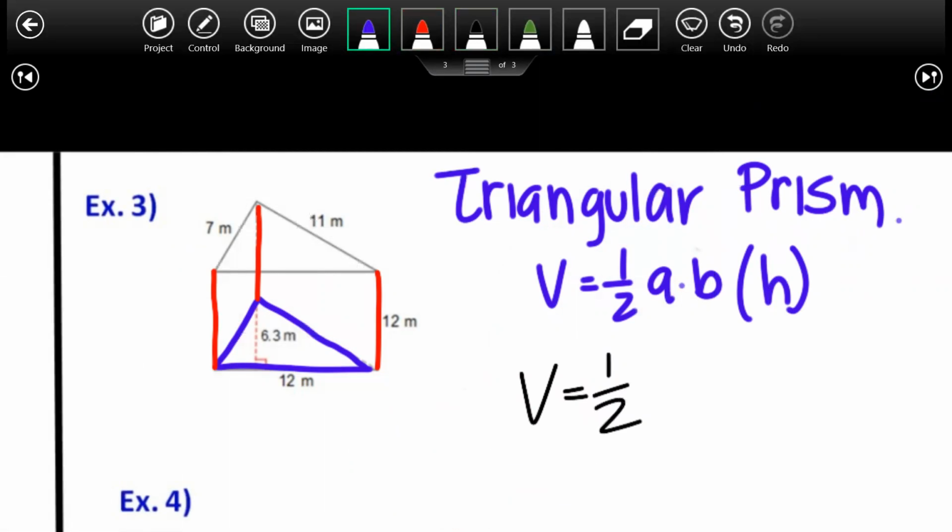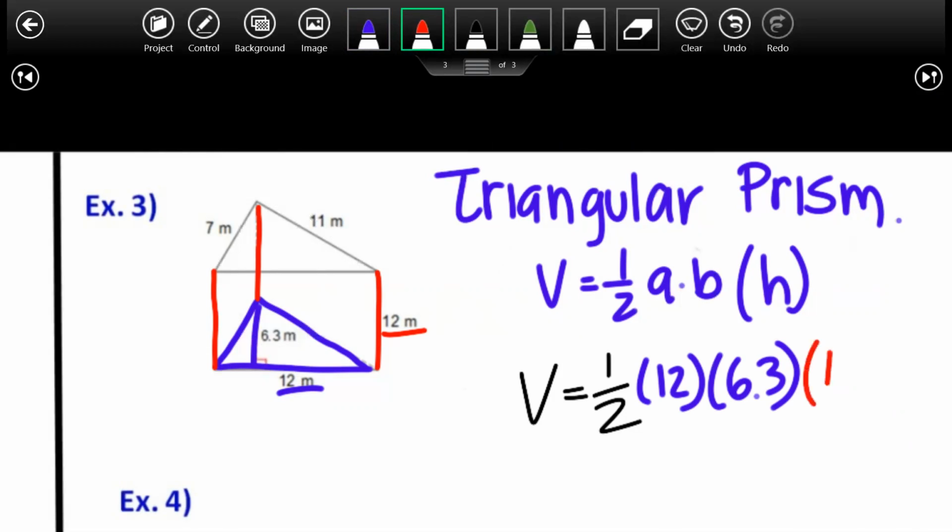What is the length of the bottom portion of the base? 12. The height of this little triangle is going to be 6.3. And the height of it is going to be the depth of the figure, the outside, the pillars that make up the figure itself.